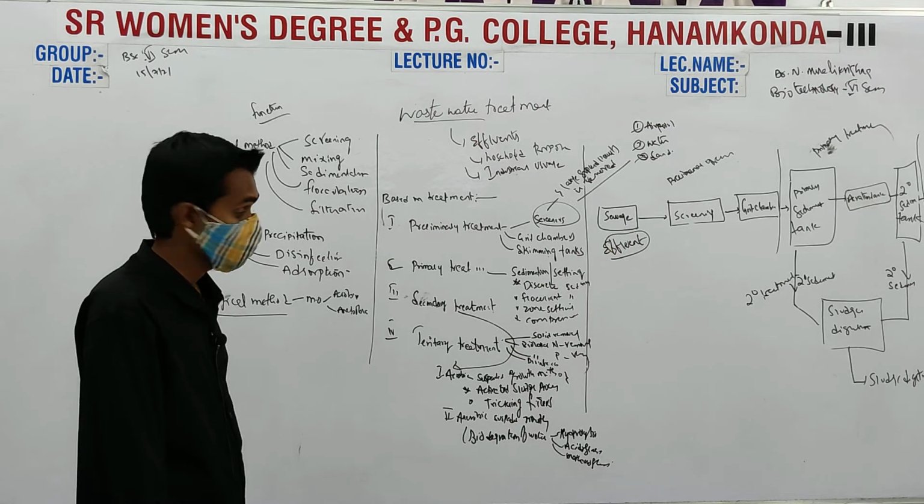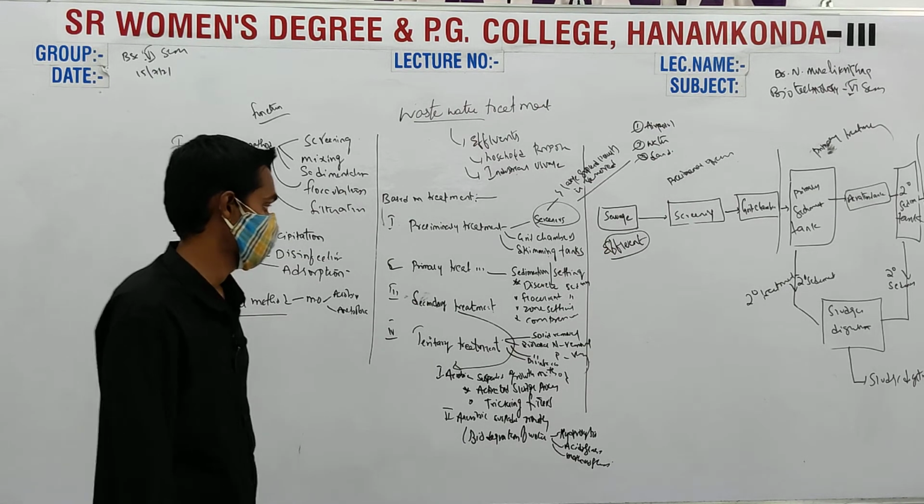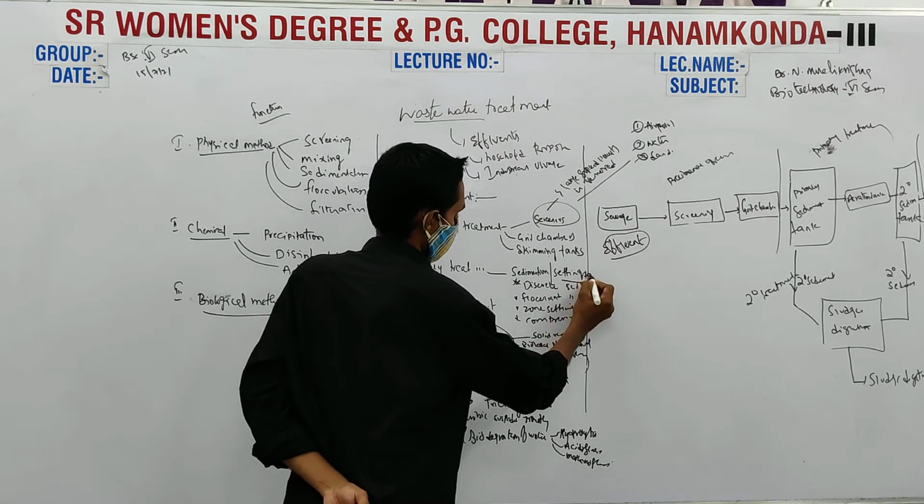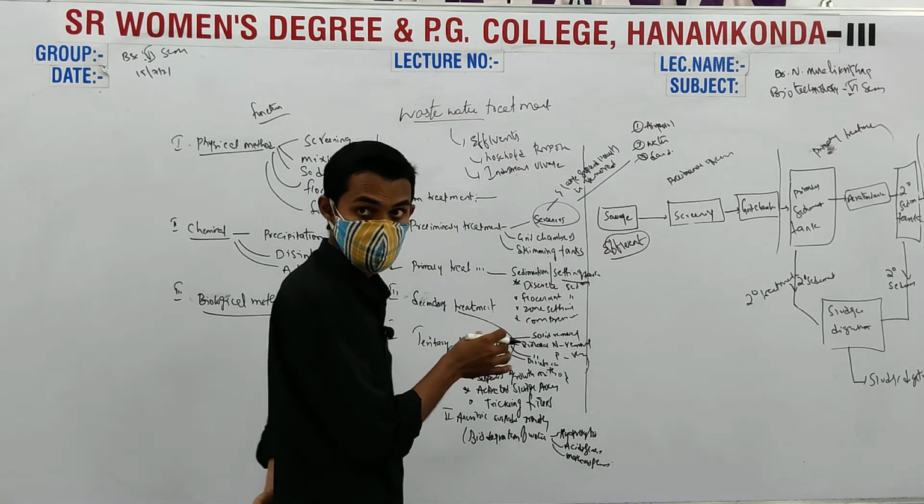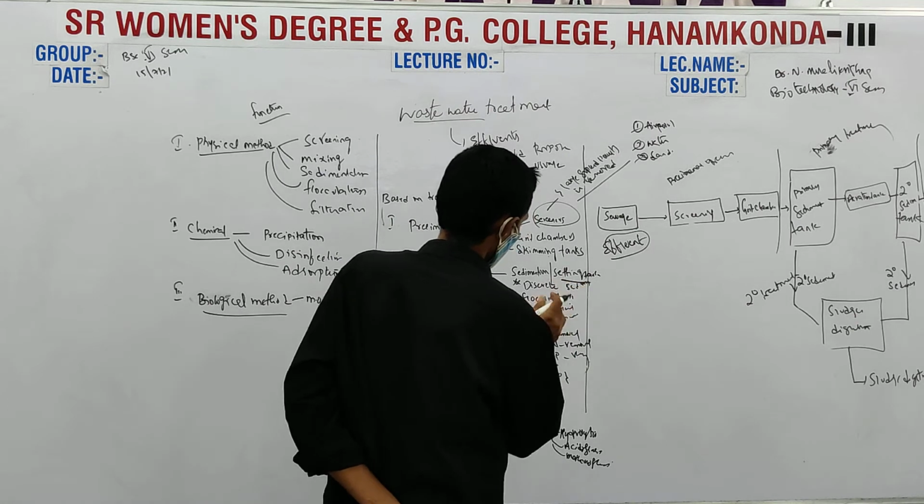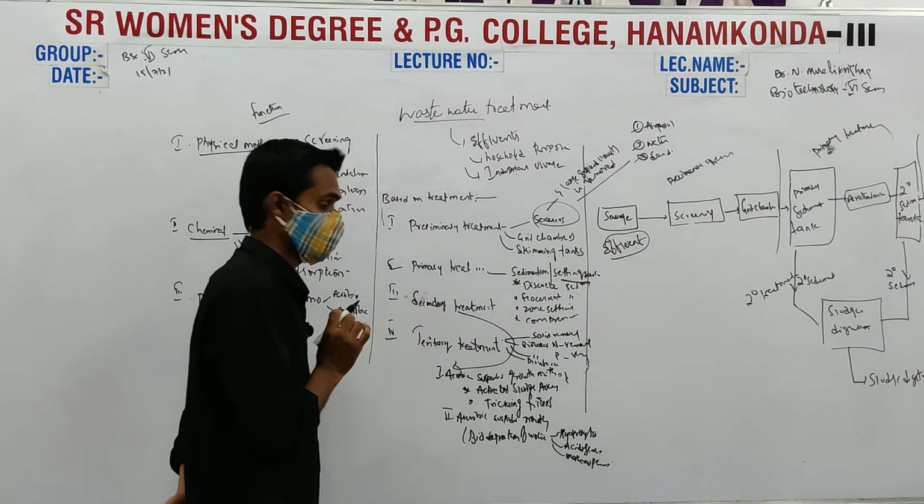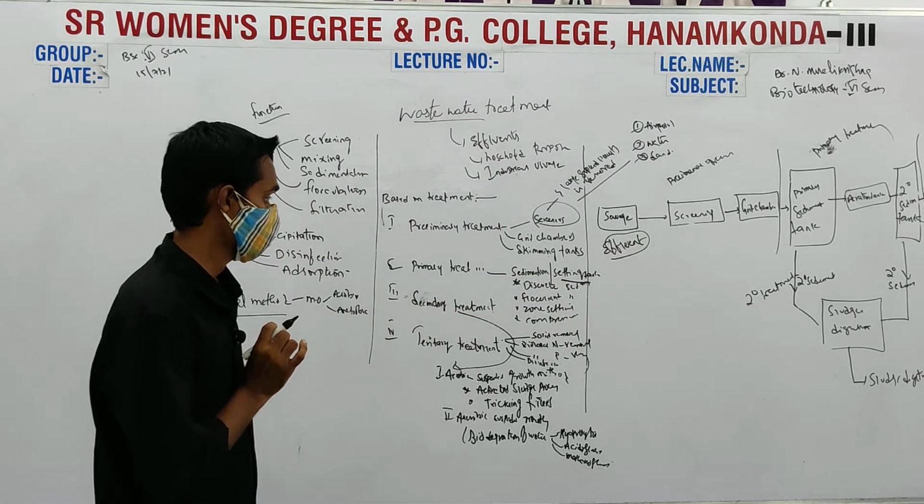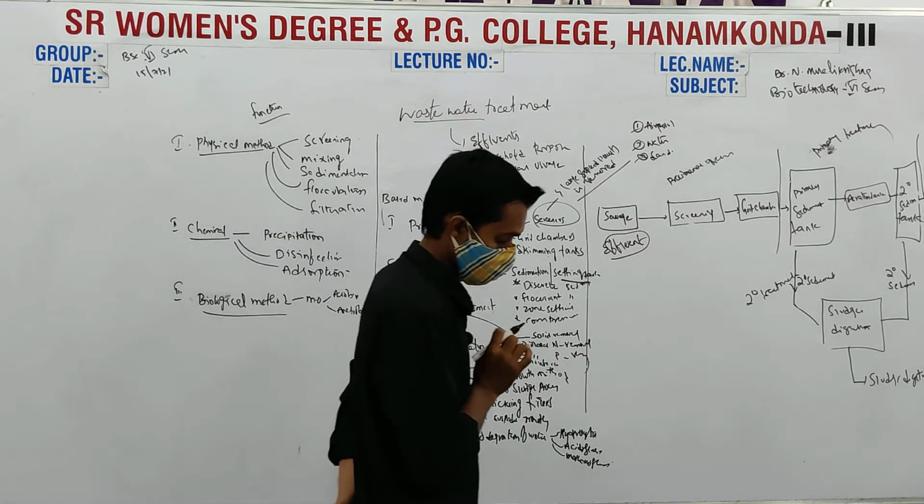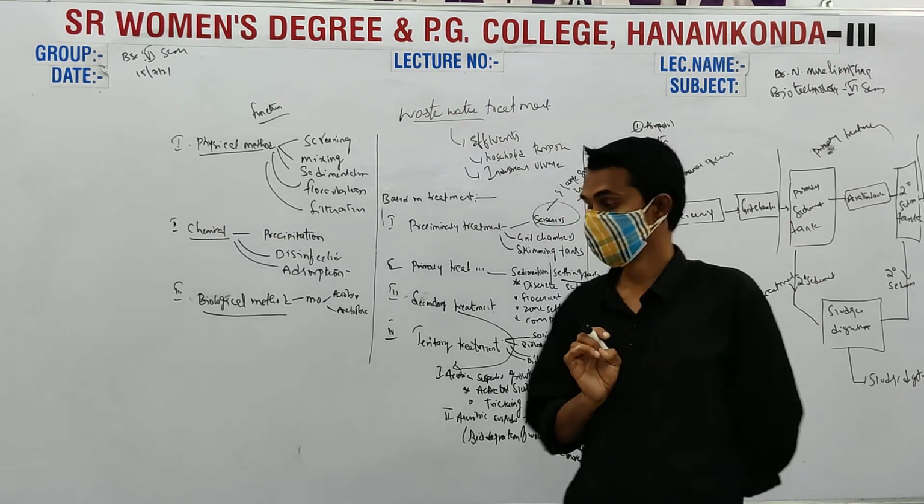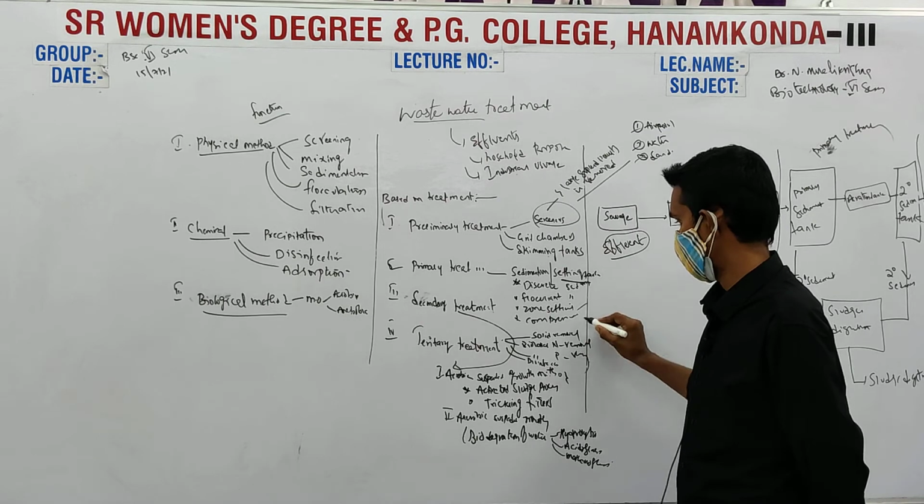Coming to the primary treatment, we have sedimentation, which is also called a settling tank. In the settling tank, we have different types of sedimentation process. One is discrete sedimentation process, flocculent sedimentation, zone settling and compression.